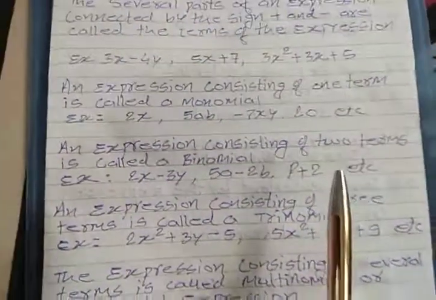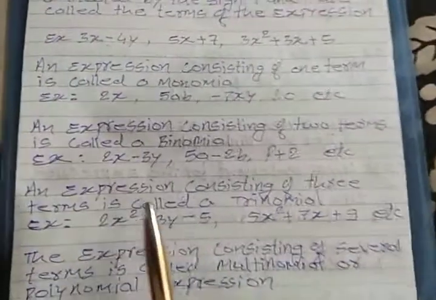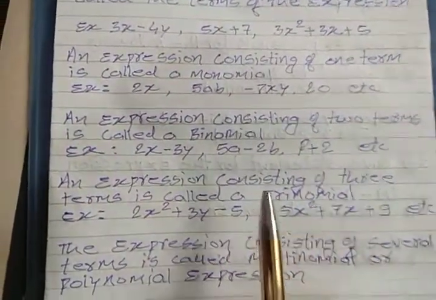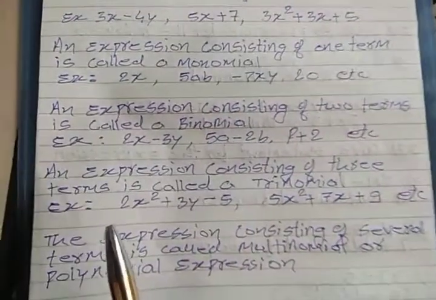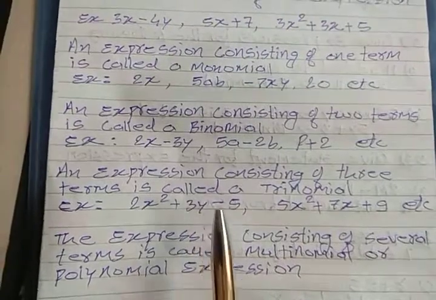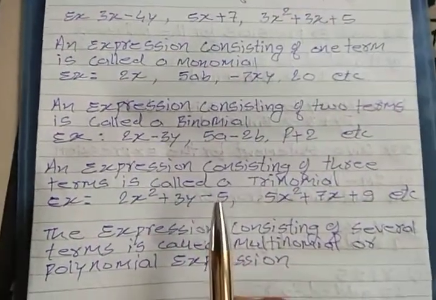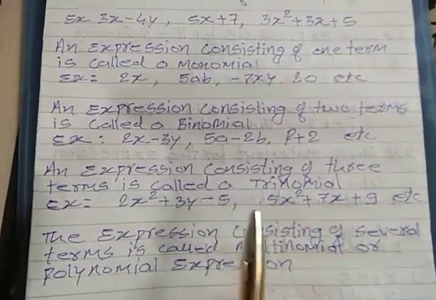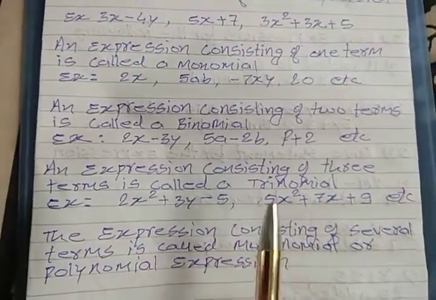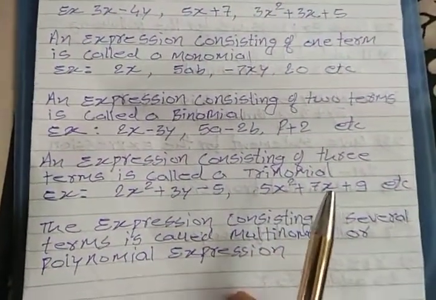Binomial, etc. An expression consisting of three terms is called a trinomial. If three terms are there, that is called a trinomial. Here 2x square plus 3y minus 5. Here three terms. So this is called a trinomial. 5x square plus 7x plus 9: three terms, it is called a trinomial.